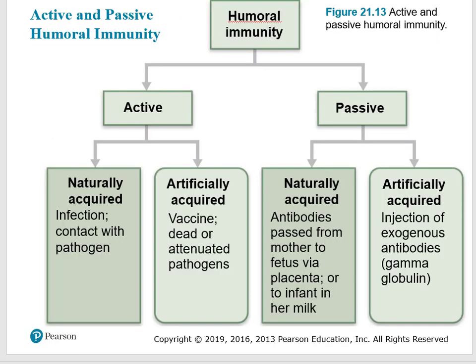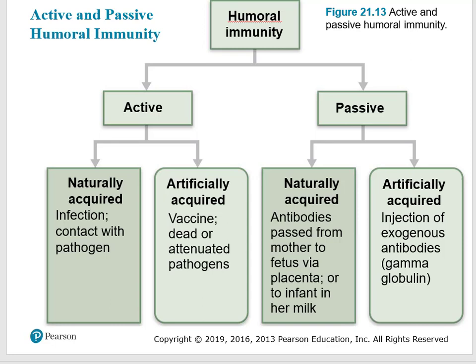The different types of humoral immunity depend on whether it is active or passive. The active one is one where you have memory cells made. The passive one, you do not have memory cells made, which means you can get reinfected again. So naturally acquired active, artificially acquired active. Naturally acquired is where you get sick, you form your memory cells, and when the second exposure comes, you are ready.